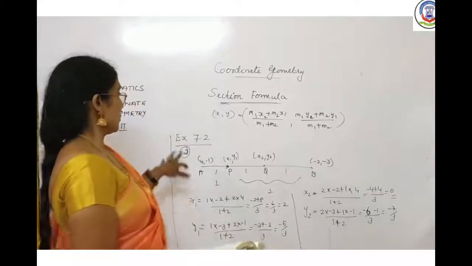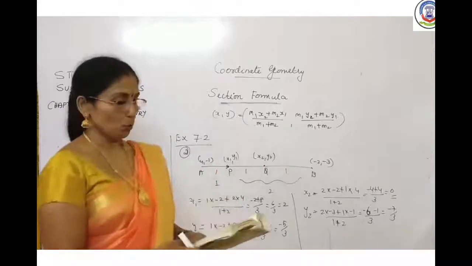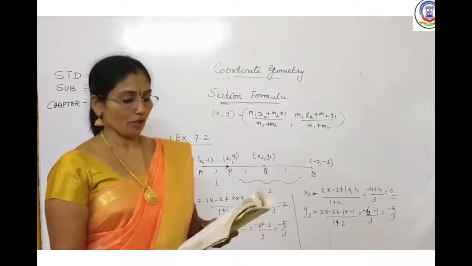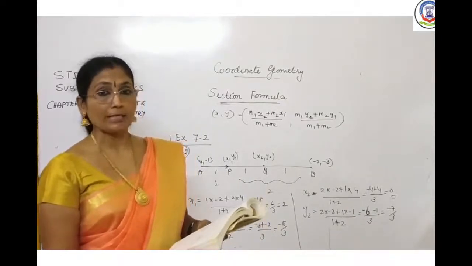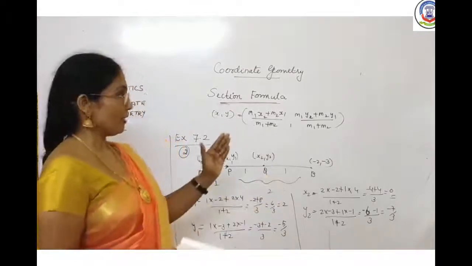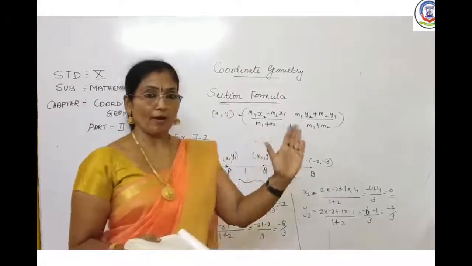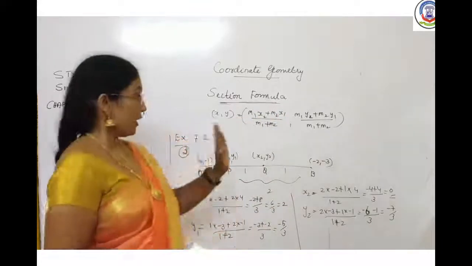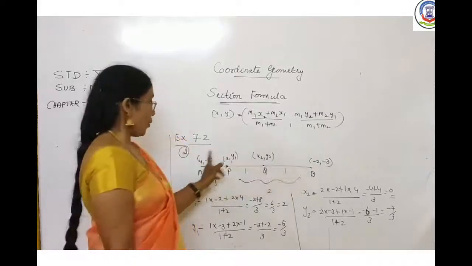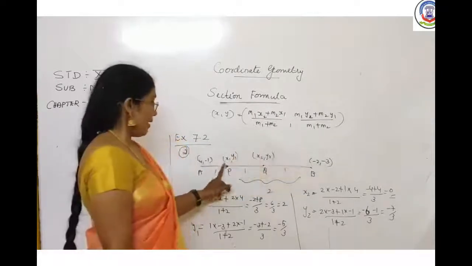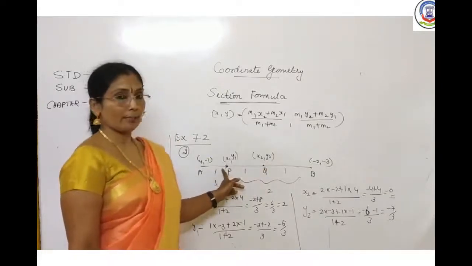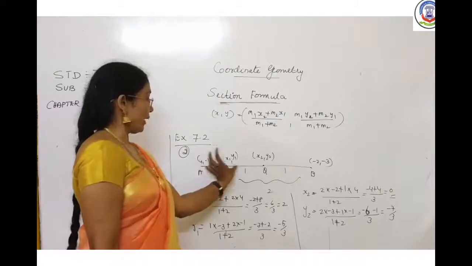Now, next question, exercise 7.2, question number 2. What's the question? Find the coordinates of the points of trisection of the line segment joining. Trisection, you will have heard that word before also. Trisection means one line segment is divided into 3 equal parts. Here the line segment AB is given, and its endpoints are also given, but it is divided into 3 parts. That means you have to plot 2 more points on this line segment in such a way that you get 3 congruent parts.